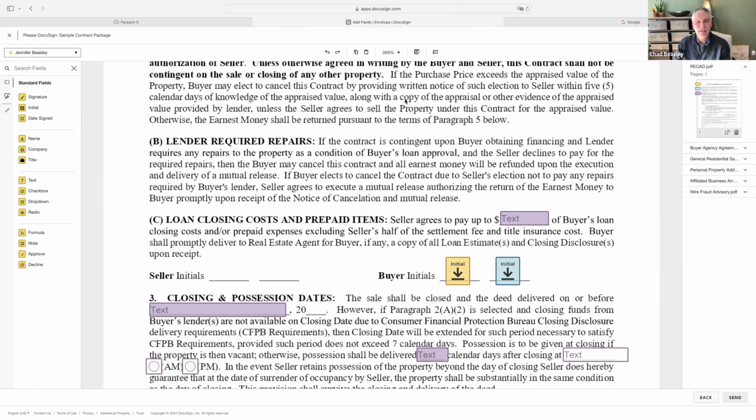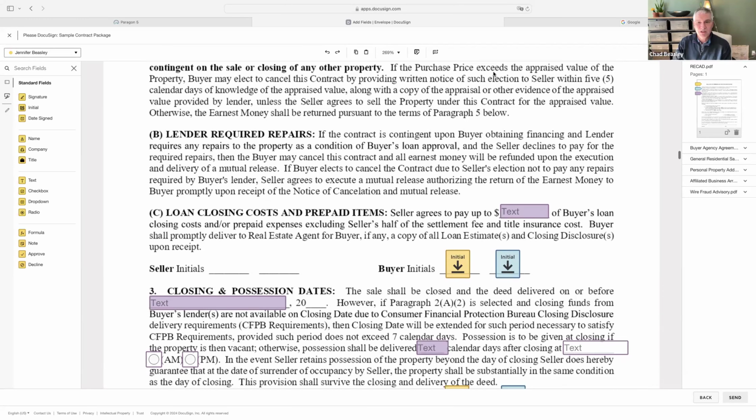If the purchase price exceeds the appraised value of the property, the buyer may elect to cancel this contract by providing written notice of such election to the seller within 5 calendar days of knowledge of the appraised value, along with a copy of the appraisal or evidence of the appraised value provided by the lender, unless the seller agrees to sell the property under this contract for the appraised value. Otherwise, the earnest money shall be returned pursuant to the terms of paragraph 5 below.